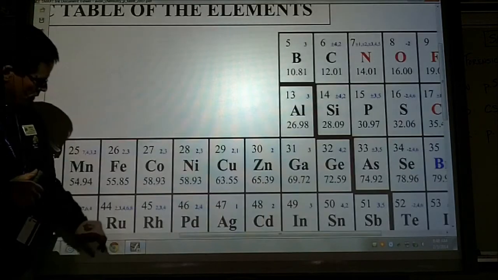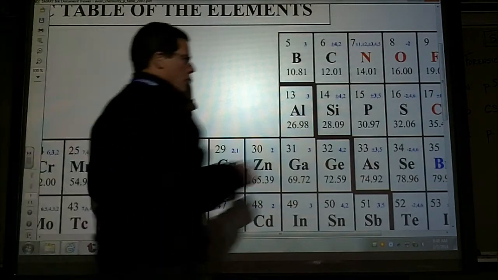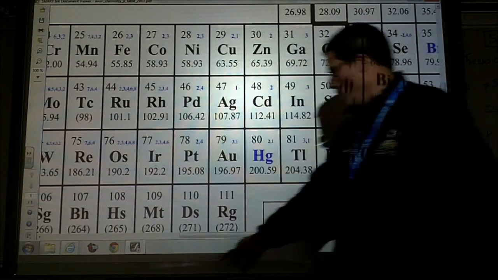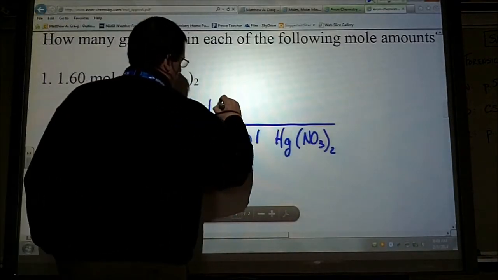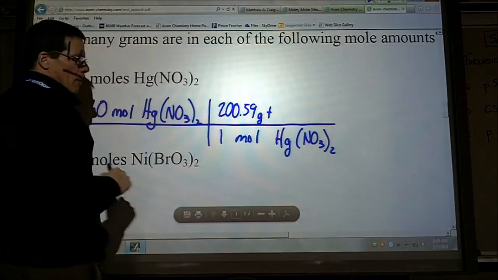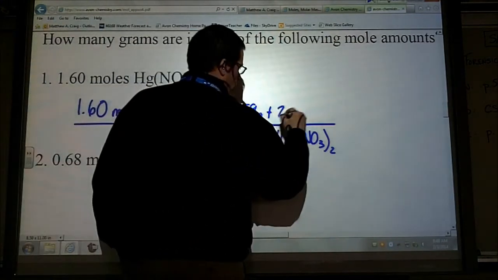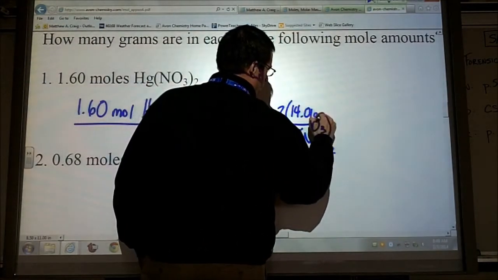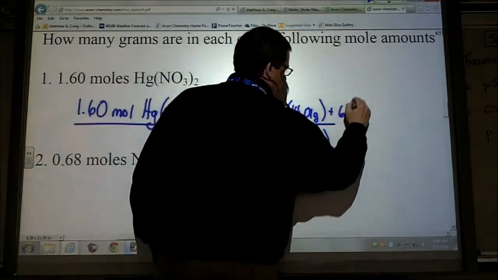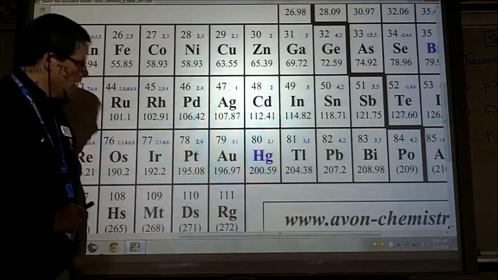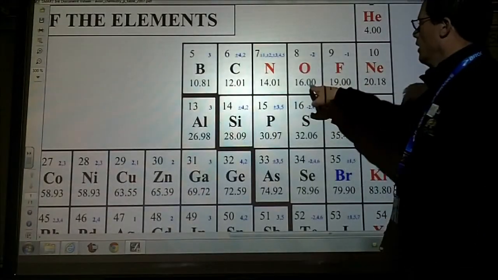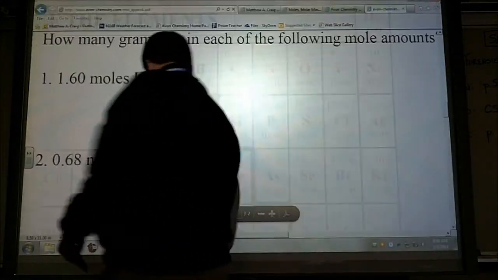So let's go to the periodic table and find mercury. Mercury, where are you? Right here. Mercury 200.59. So 200.59 grams plus, how many nitrogens do we have? 2 of those, and nitrogen's 14.01. How many oxygens do we have? 6 of those, and how much does oxygen weigh? Just to show you on the table, oxygen's over here. 16, there's the nitrogen.